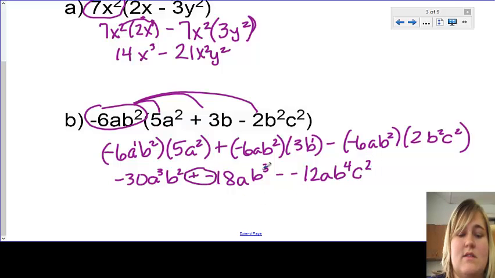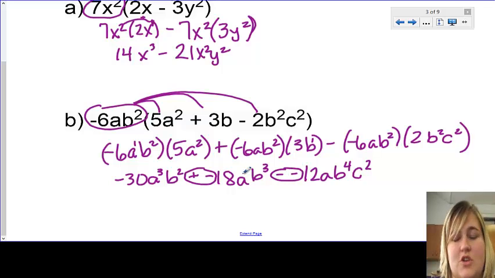So now I need to get rid of these double signs. I'm not going to rewrite all this, I'm just going to show you what the sign should be. Opposite signs should always give me a negative. Same signs should always give me a positive. Final answer.